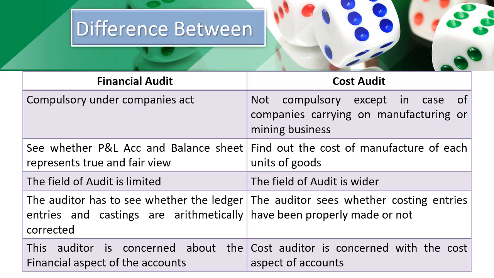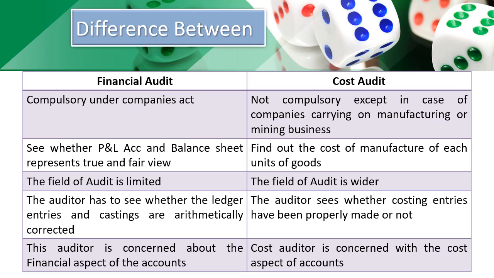The second point says to see whether the P&L account and balance sheet represent a true and fair view. So the purpose of financial audit is to see whether the P&L account and balance sheet represent a true and fair picture of the financial position of the concern. Under cost audit, the duty is to find out the cost of manufacture of each unit of goods.